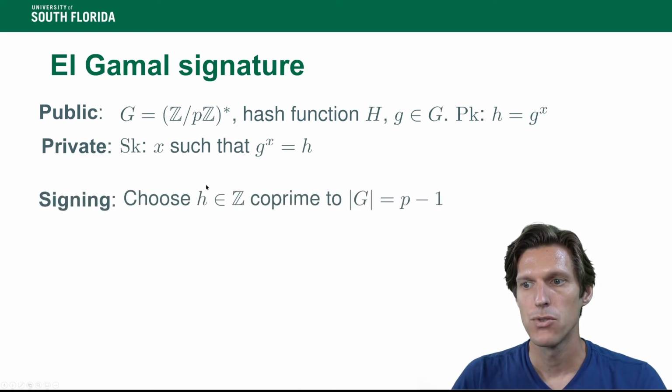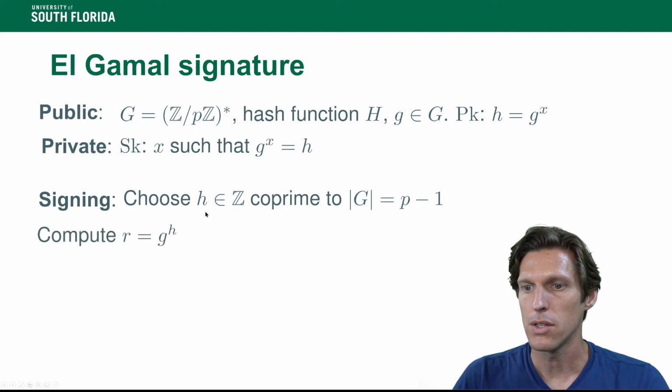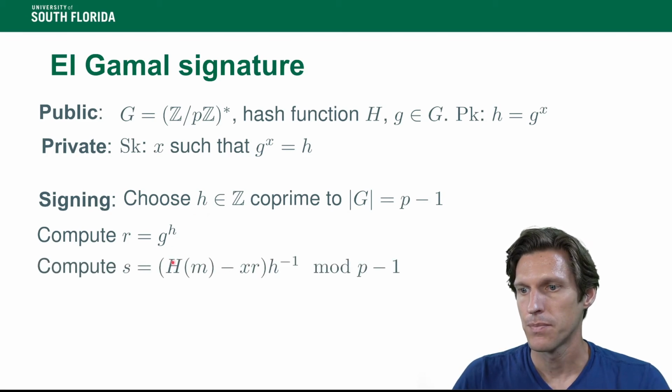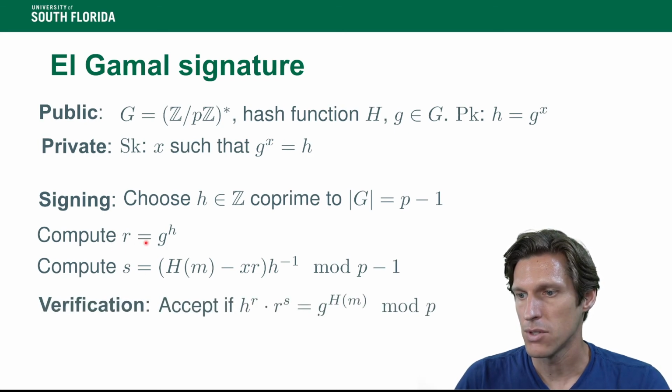To sign, you pick a number k that is co-prime with the order of the group, in this case p-1. Once you have that, you calculate r equals g to the k, and you calculate s, which is: you hash m, subtract xr, which you know because you know x, and then multiply by the inverse of k modulo p-1, which exists because you chose k to be co-prime with p-1. And the pair (r, s) is your signature.